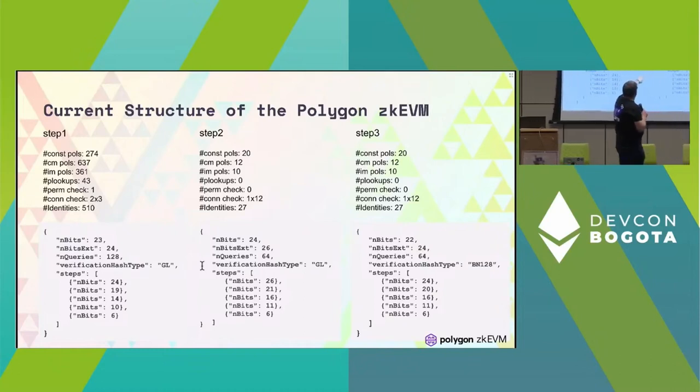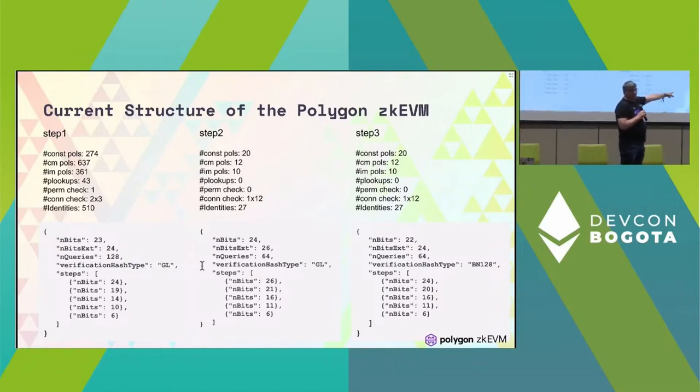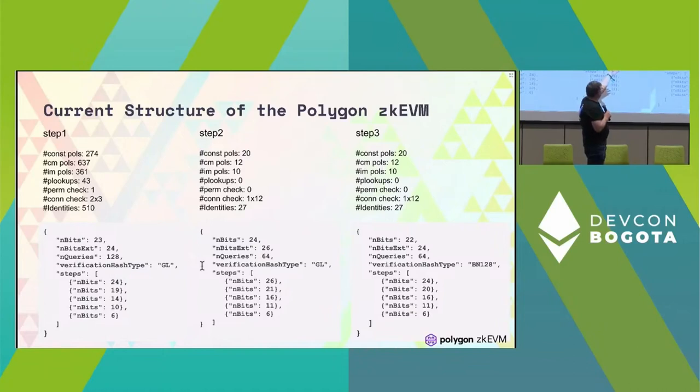This is also, you see here, GL. GL means Goldilocks. This is a Stark that's built with Goldilocks, but the last one is built with BN128. Okay, and the last one is just smaller. It has only 12 polynomials, but the size of the polynomial is 2 to the 22, and the blow-up factor of 4 in this case.